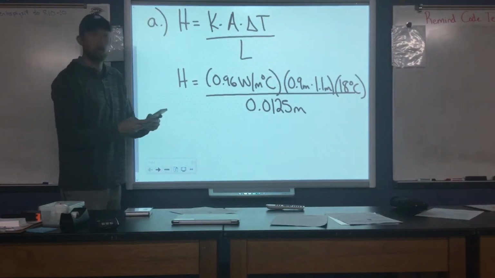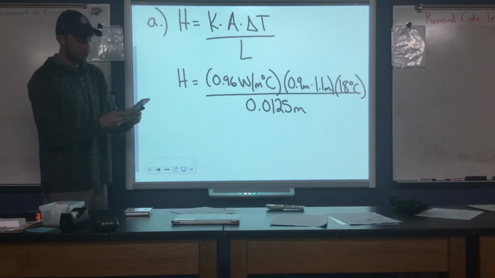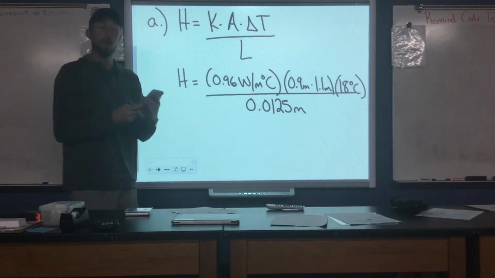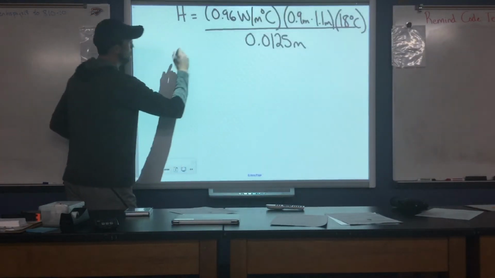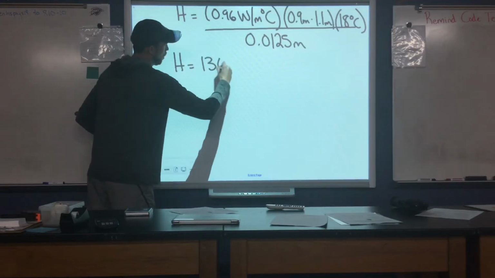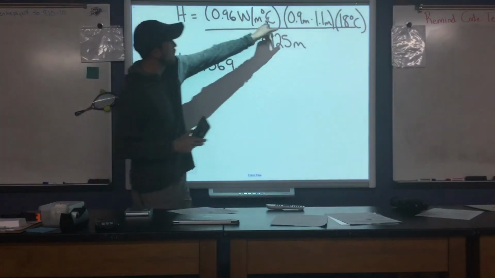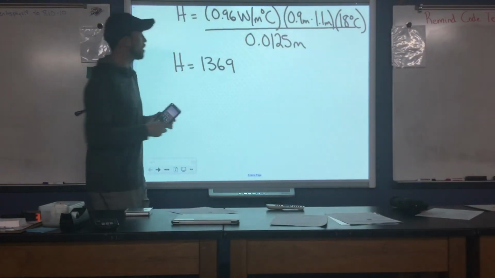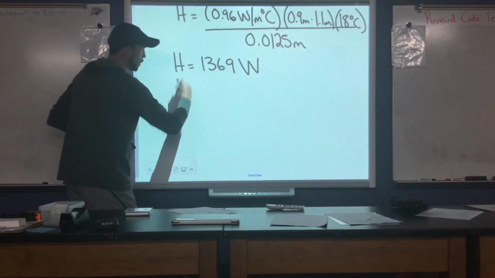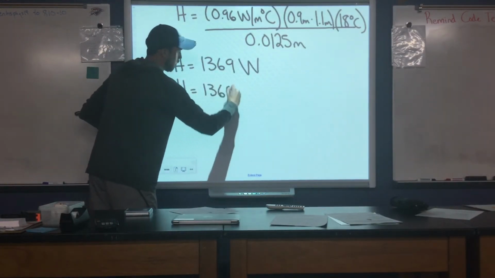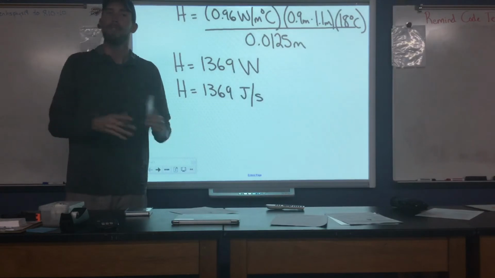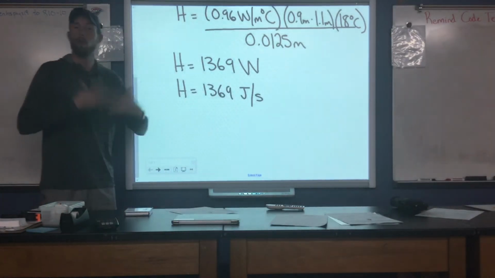So let's go ahead and use our equation to find our heat transfer rate. 0.96 multiplied by 0.9 by 1.1 multiplied by 18 divided by 0.0125. We get about 1369 as our value. And the units here, the degrees Celsius would cancel out, meters squared over meters, so the meter units would cancel out, and we'll be left with watts, which we can also express as 1369 joules per second. A heat transfer rate is really measuring the movement of energy over time, which is similar to what we've talked about with our equation for power.